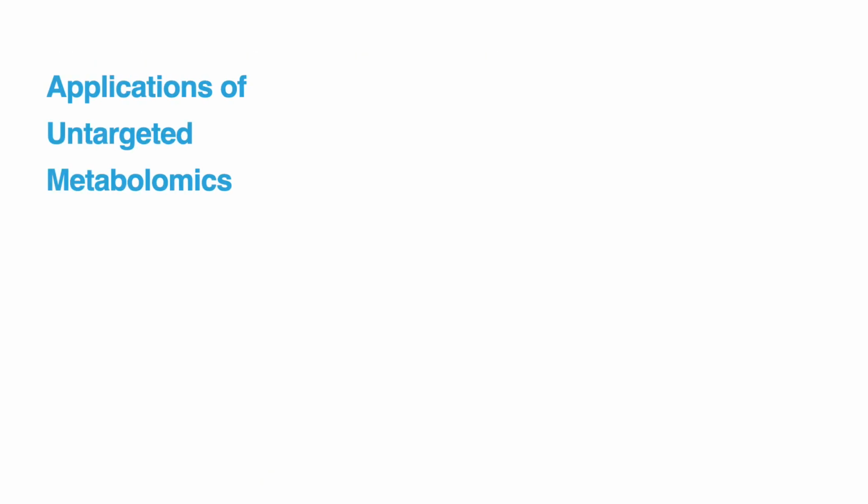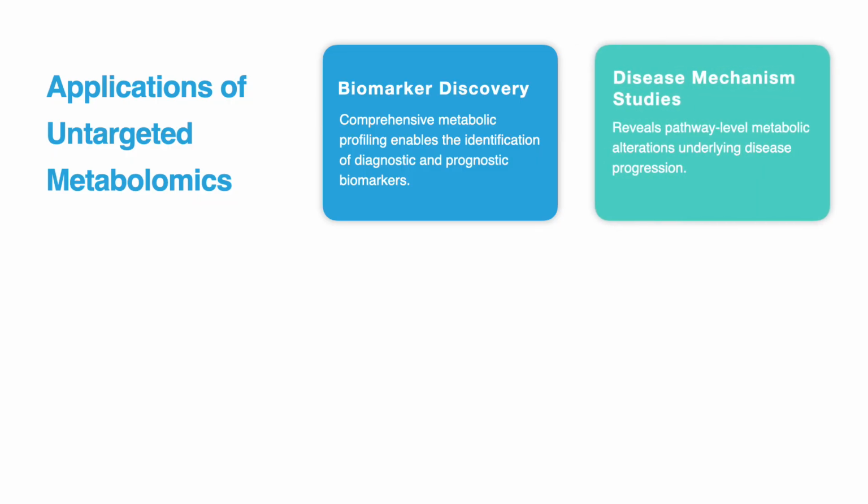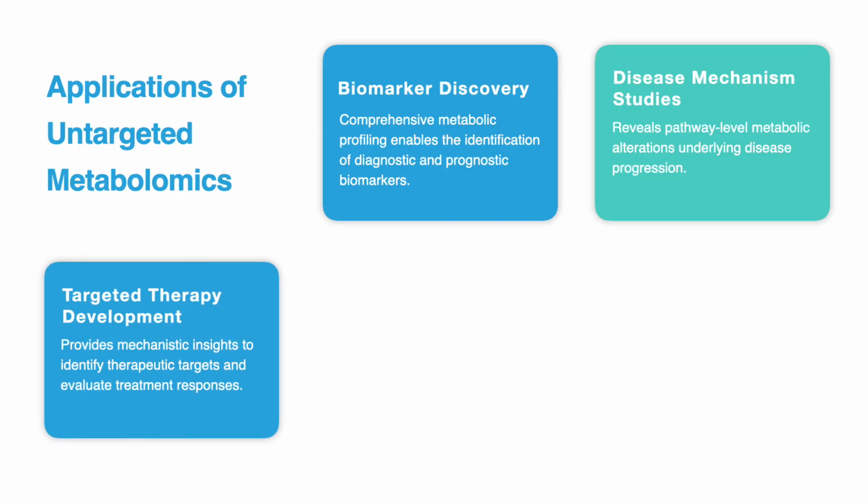Untargeted metabolomics is not just about data and plots. Its findings translate into real biological and clinical applications. Untargeted metabolomics enables the discovery of clinically relevant biomarkers by comparing metabolic profiles between healthy and diseased states. Such comparisons also shed light on disease mechanisms, revealing pathway-level alterations that link metabolic dysregulation to progression, and pointing to potential sites of intervention. These insights naturally extend to targeted therapy development, where metabolic mapping highlights treatment-responsive pathways and metabolites that can serve as therapeutic targets.